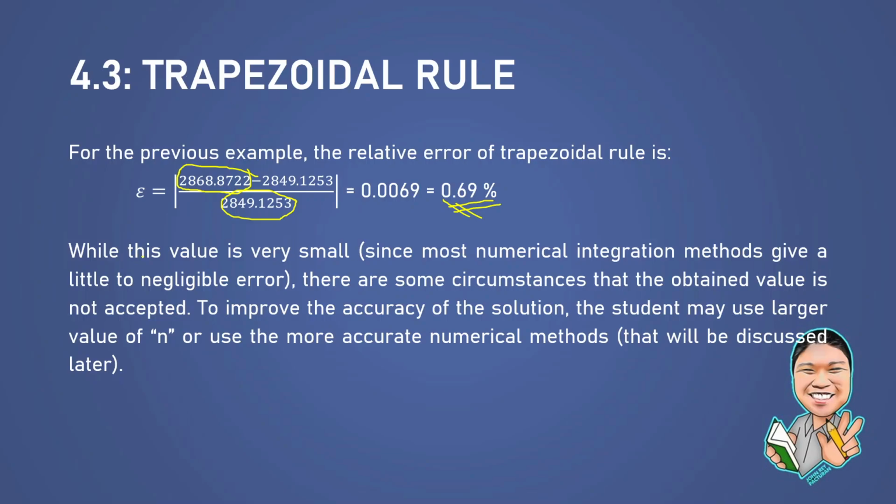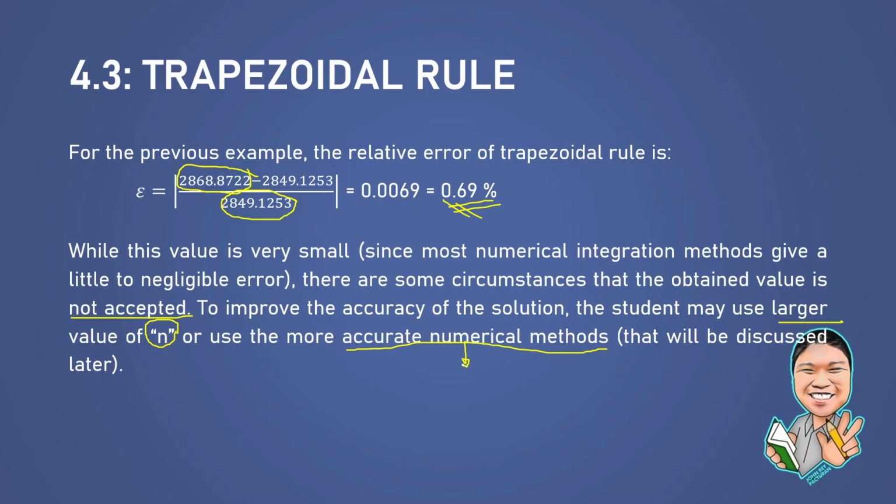Pero yun na nga, while this value is very small na nga, since most numerical integration methods gave little to negligible error, there are some circumstances that the obtained value is not accepted. May mga pagkakataon kasi na ito, para sa mga engineer, masyado pa siyang malaki. Dapat mas accurate yung sagot nyo. So, to improve the accuracy of the solution, the student may use the larger value of n. Kanina kasi 10 ang ginamit natin, pero kung gusto mong gawing 20, okay lang. Or a better alternative is to use another accurate numerical method. Ano tong another numerical method?